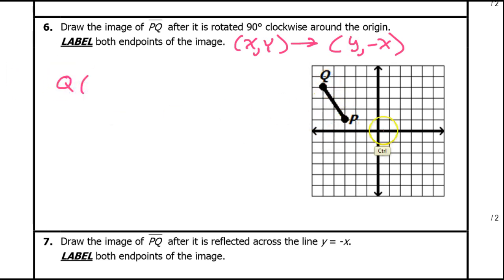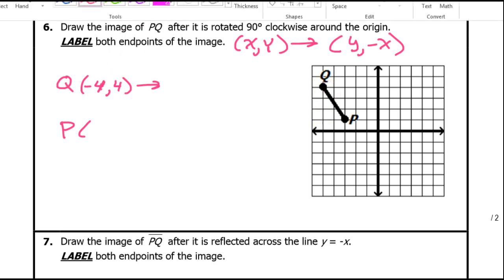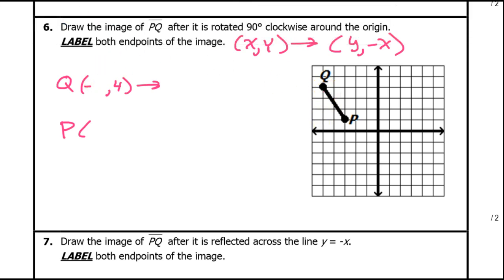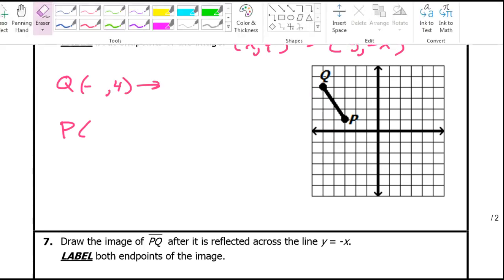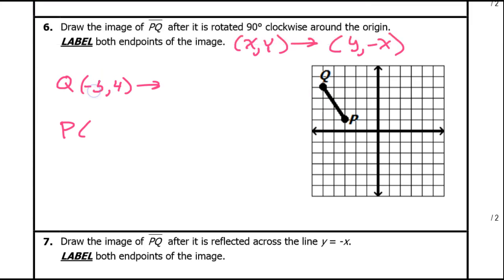So point Q is the point -4, 4. Okay, and point P is the point -3. Wait, that was wrong. This is -5, 4. Okay, and then point P is the point -3, 1.